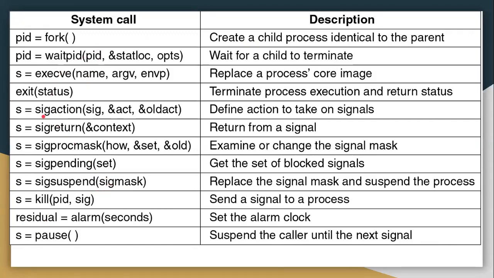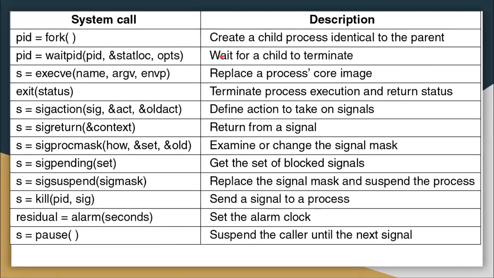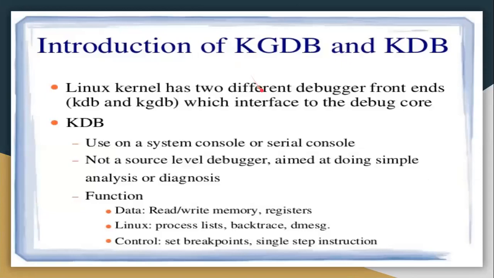Signals are given by the kernel to the processors. Signals are used for any kind of suspension, or any kind of message or information to be given to the processor. Clear? Fine. So these are your system calls.